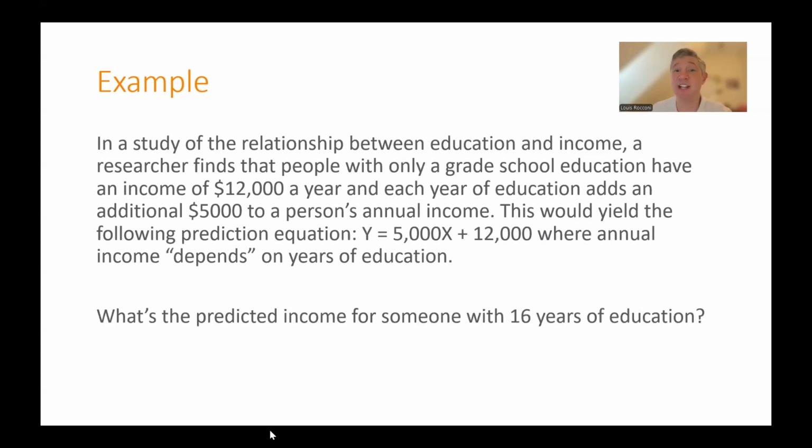So what's the predicted income for someone with 16 years of education? We could just plug 16 in right here, and we would get their estimated income. So using this prediction equation, we would estimate that their annual income would be around $92,000.